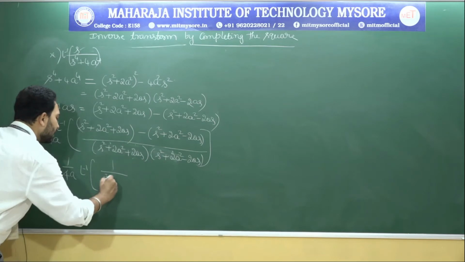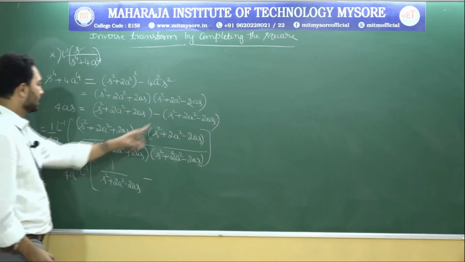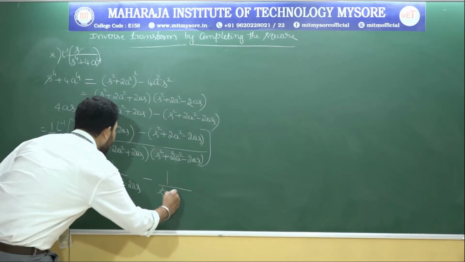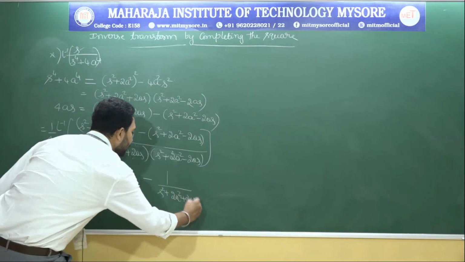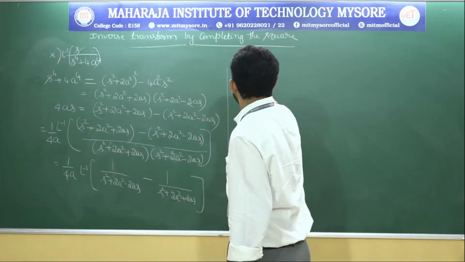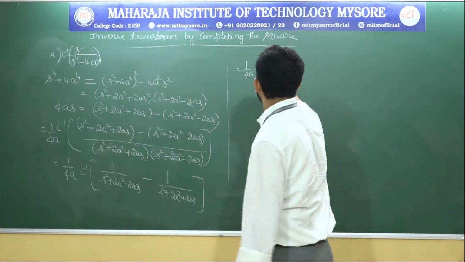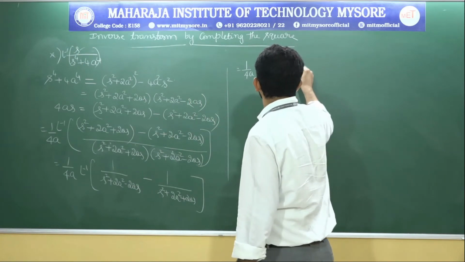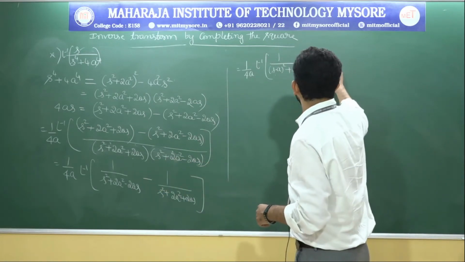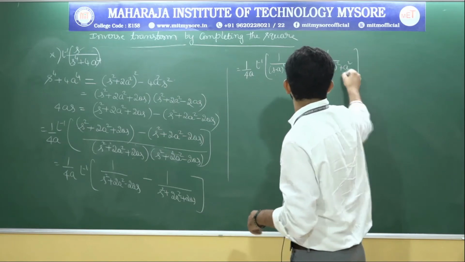I can write this as (s square plus 2a square plus 2as) minus (s square plus 2a square minus 2as), and this one will get cancelled. So I can write this as 1 by 4a into L inverse of 1 over a square plus b square. It is in the form of (s minus a) whole square plus a square. Expand this, we'll get the same thing, minus 1 over (s plus a) whole square plus a square.